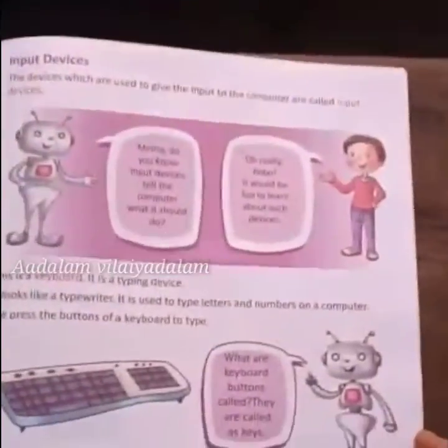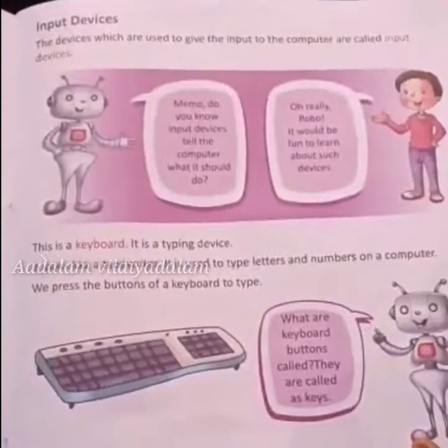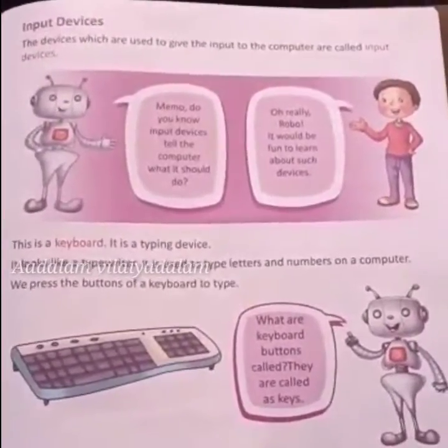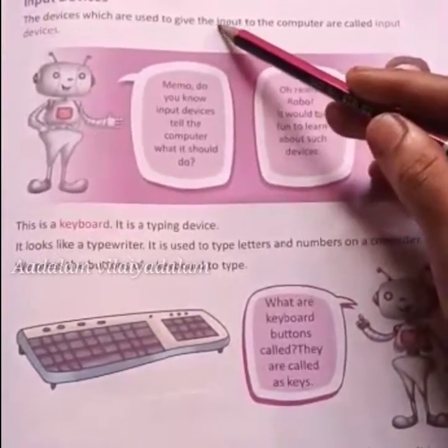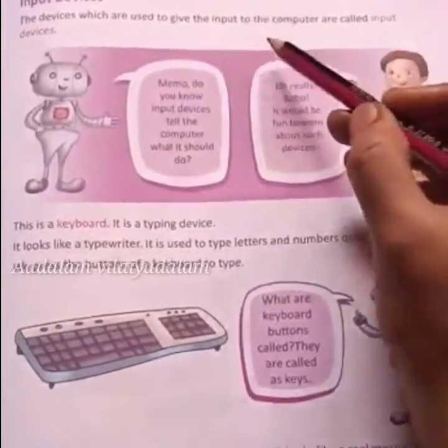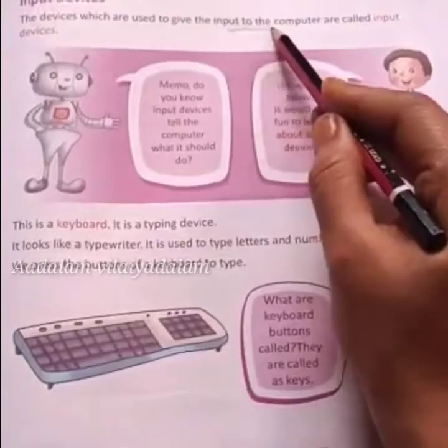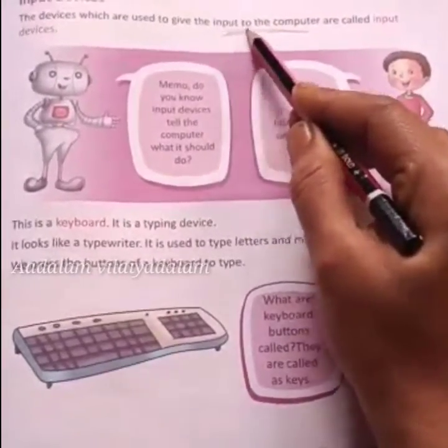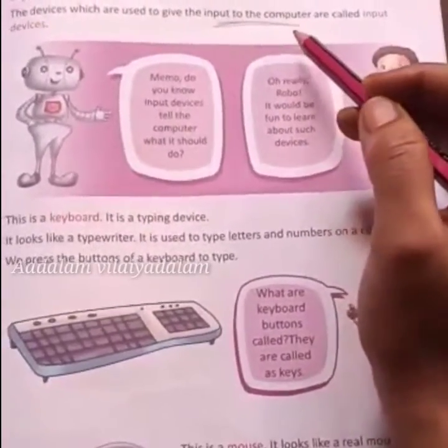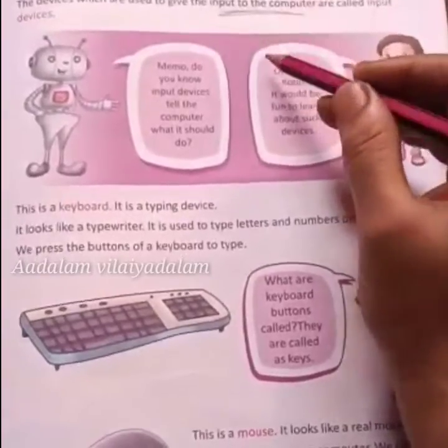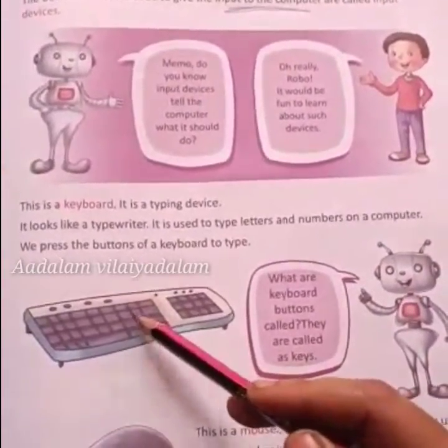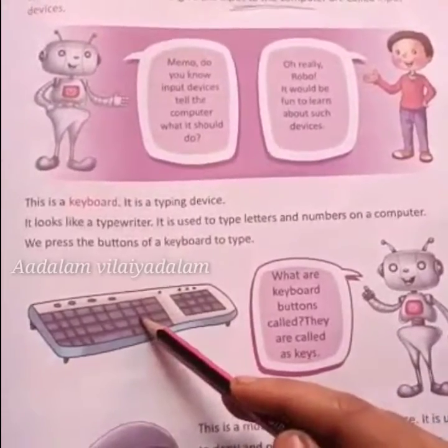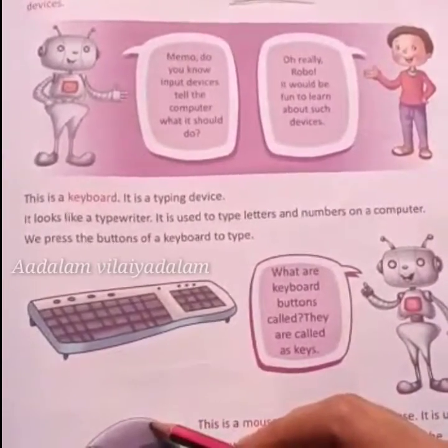Next we are going to see about the input device. What is the input device? Input device is the device which is used to give input to the computer. Through this input device we are going to give the input into the computer. So in this lesson we are going to see about two main input devices. One is a keyboard and another one is a mouse.